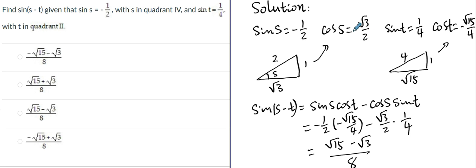And is that positive or negative? s is in quadrant 4. Cosine s is positive in quadrants 1 and 4. So positive.